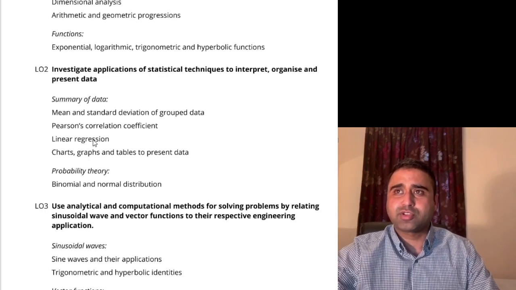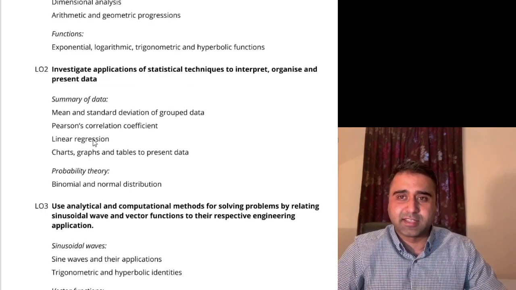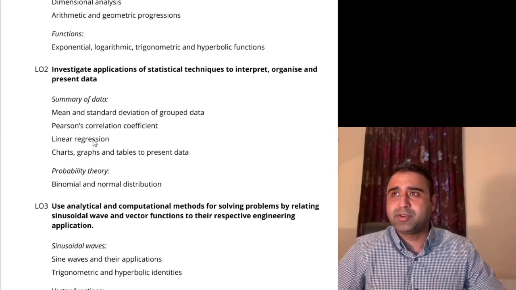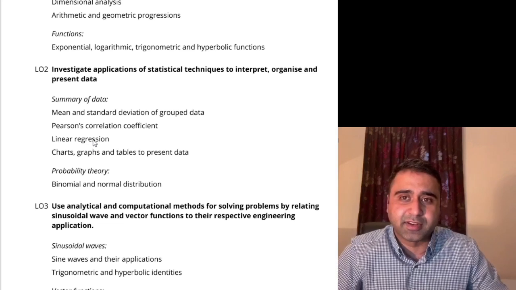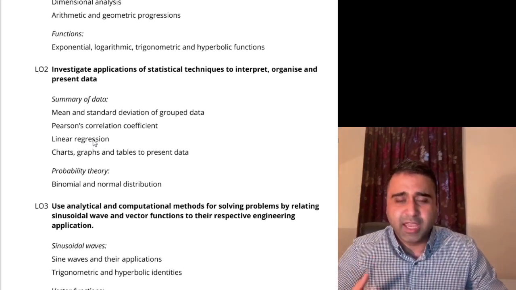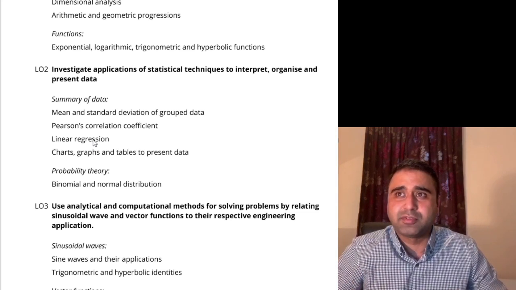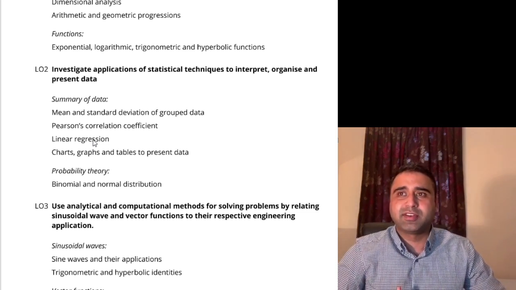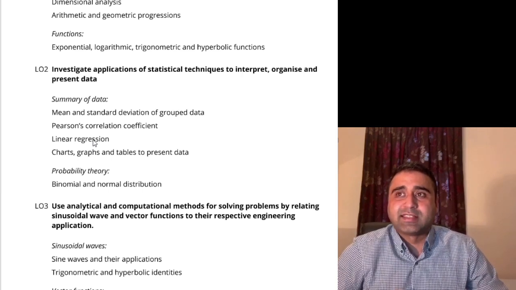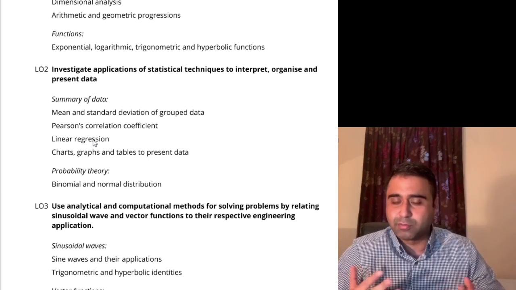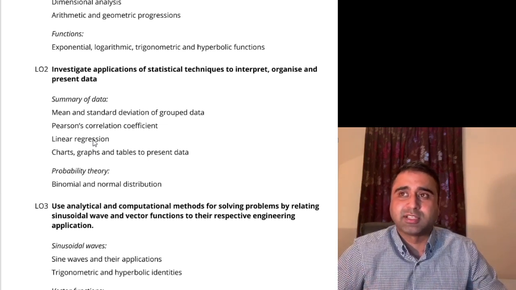Learning outcome 2 is to investigate applications of statistical techniques and to interpret, organize, and present different types of data. So summary of the data using mean and standard deviation of grouped data, Pearson correlation coefficient, linear regression, charts, graphs, and tables to present data, probability theory with both binomial and normal distribution.